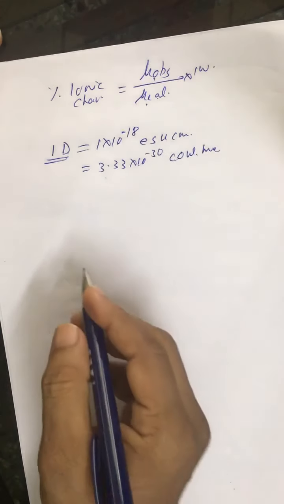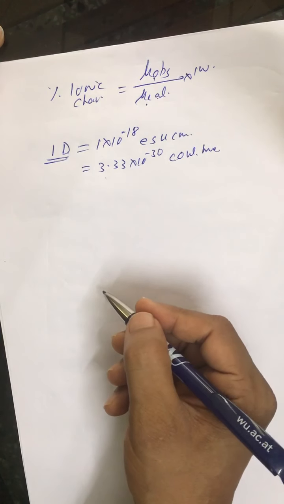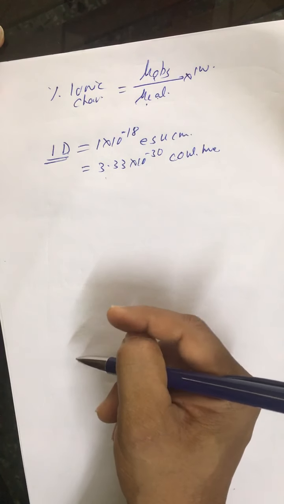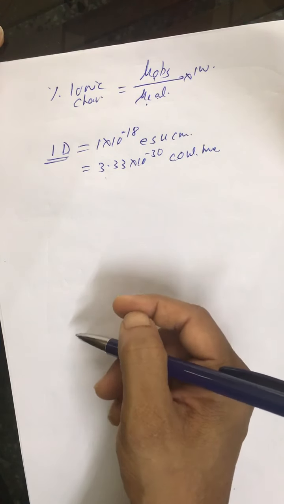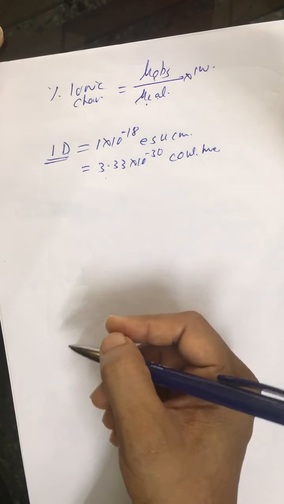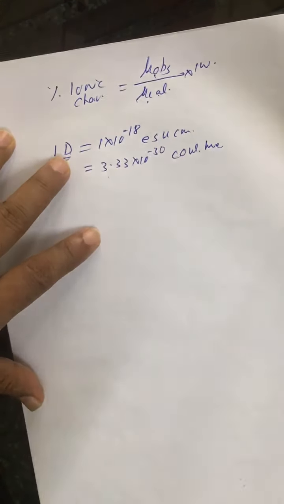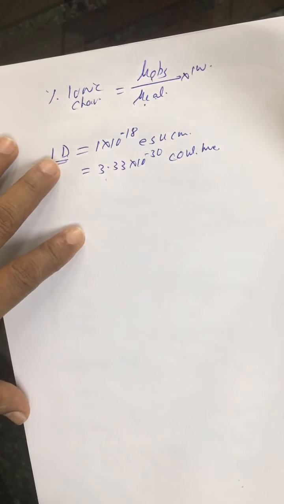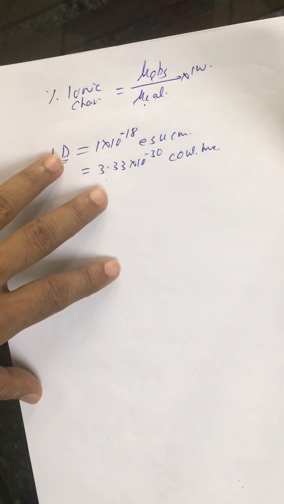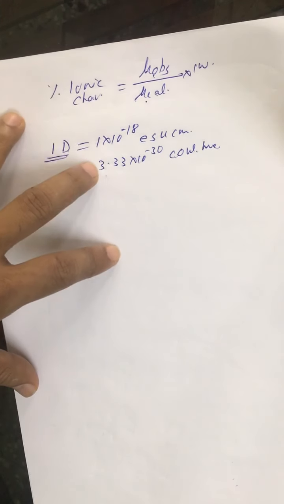And electronic charge is 1.602 into 10 raised to power minus 10 ESU, electrostatic unit. If you know these values, you can calculate dipole moment. So these kind of questions are normally asked in case of dipole moment. Thank you.